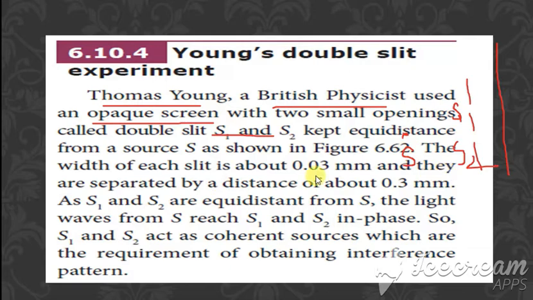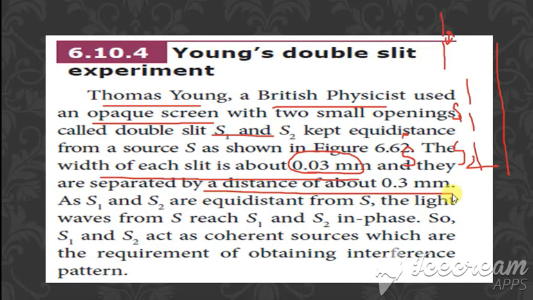The width of each slit is 0.03 millimeter, and they are separated by a distance of 0.3. So from one slit to the other, the distance is what? 0.3 millimeter. The width of the slit is 0.03 and the distance between the two slits is 0.3.